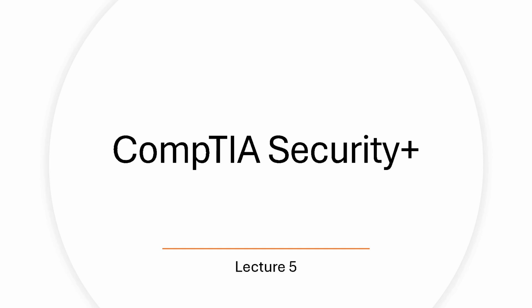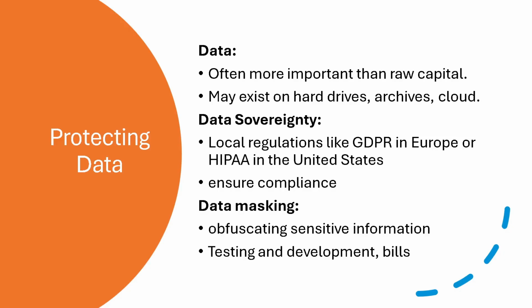Let's get started. Protecting data. Sometimes data can be more important than raw capital for a lot of organizations. This data can exist on hard drives, archives, or stored on cloud storage devices. Data sovereignty refers to the fact that data is subject to laws enforced by the government, such as GDPR in Europe or HIPAA in the US. It is the organization's responsibility to ensure compliance with these laws when data is transferred, stored, or processed.